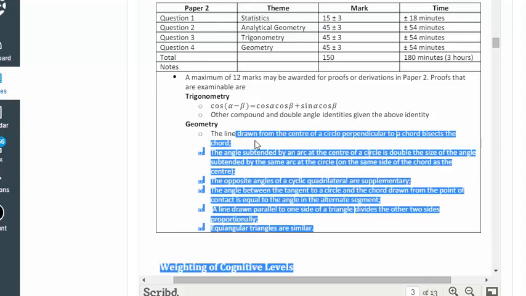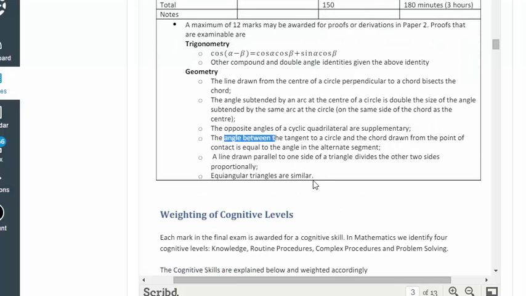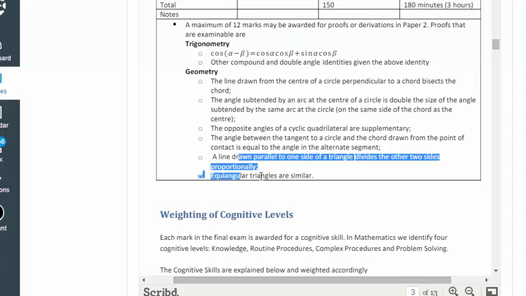A line drawn from the center perpendicular to the chord bisects the chord. Theorem 1: the angle subtended by an arc at the center is double the size of the angle subtended by the same arc at the circumference. The opposite angles in a cyclic quadrilateral are supplementary. So these are the grade 11 ones. I'm not going to go through all of them, but here are the 2 grade 12 proofs. There are actually 3 that, according to CAPS, you are supposed to know, but in the exam guidelines they only specify these 2. So we'll focus on these 2.